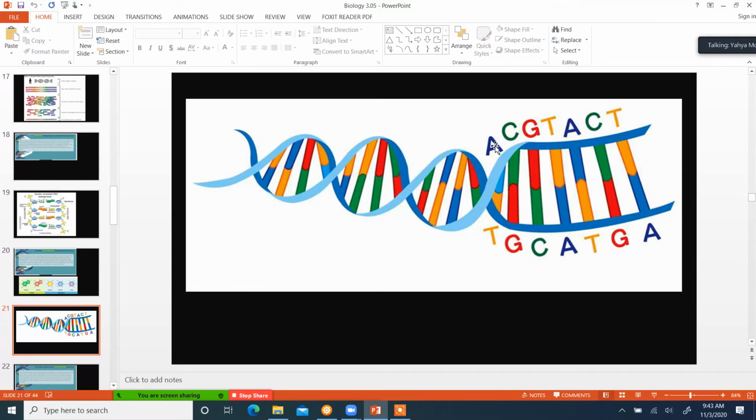Because notice A and T go together. So if I have A, I know the bottom one is T. If I have this C, I know the next one is G. If I know this one is G, I know this one has to be C.